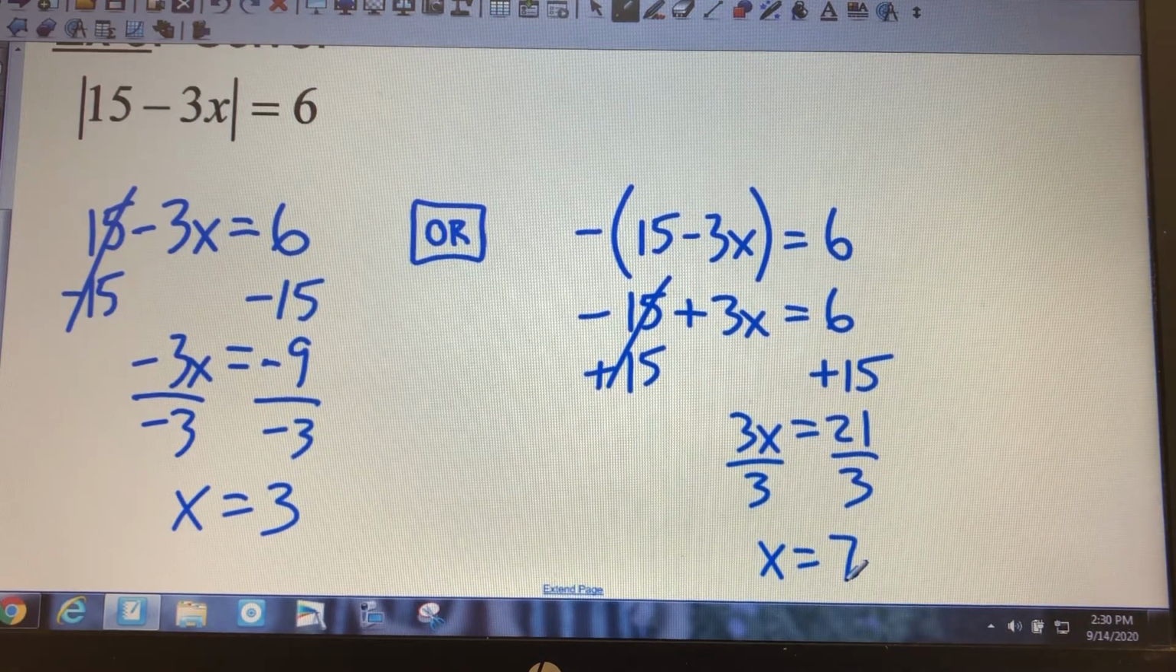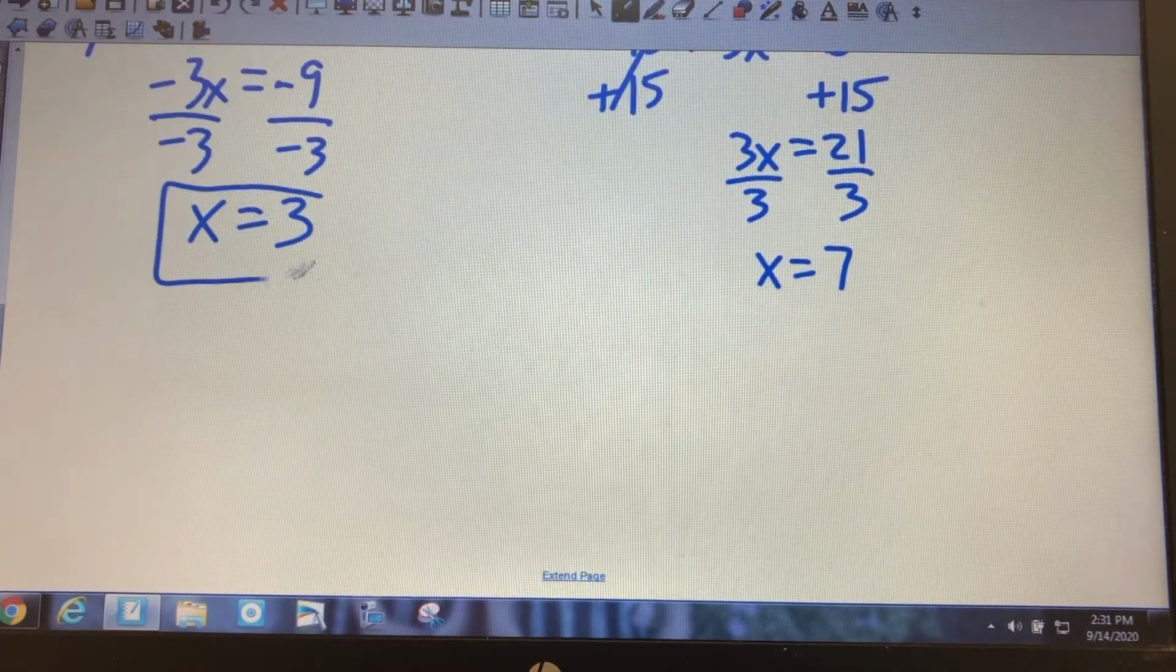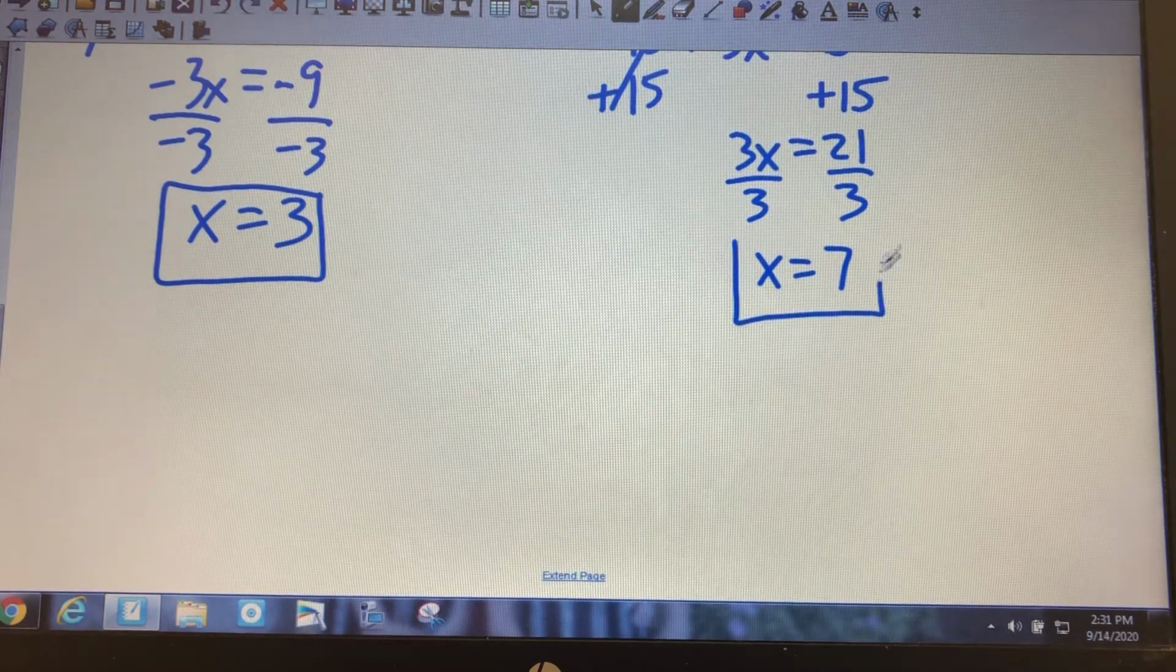Now we should always plug them back in to check. So if you replace your x value and do the math, you're going to see that both of these work. But always get in the habit of checking your answer. Now, there's a couple things that you need to be careful with. So there's your two answers, x equals 3, x equals 7.